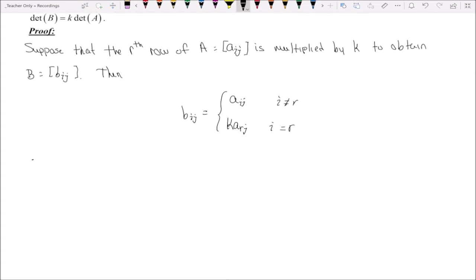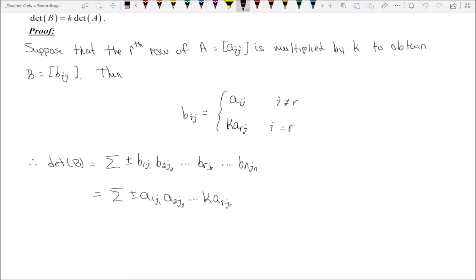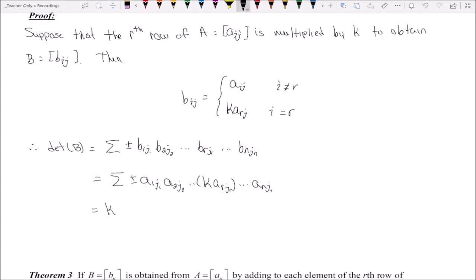Now we can take a look at the determinant of B. And again, by definition, it's the summation plus or minus B_1J1, B_2J2, so on and so forth, then B_RJR, and then so on and so forth, B_NJN. Then this is the summation plus or minus, replacing all the B's. Now remember B_RJR is going to equal K times A_RJR, and then A_NJN. Let's put this in parentheses for safe measure. Now that K is a constant, so it can be factored out of the summation. And this is what we're left with.